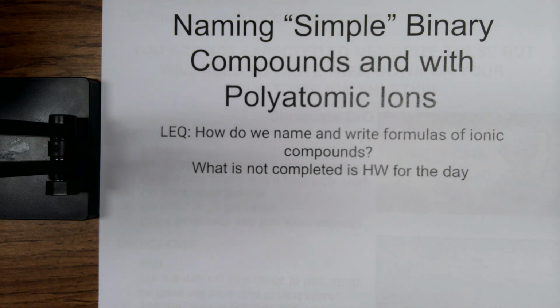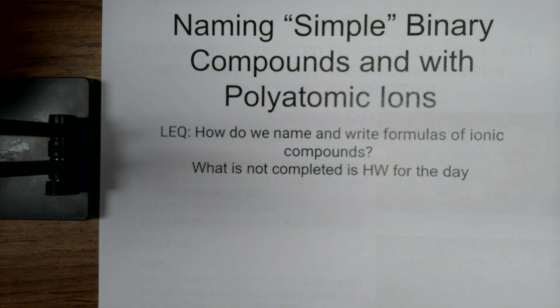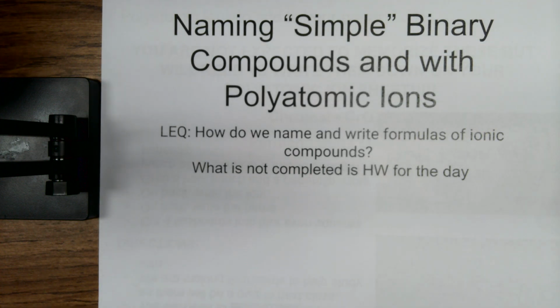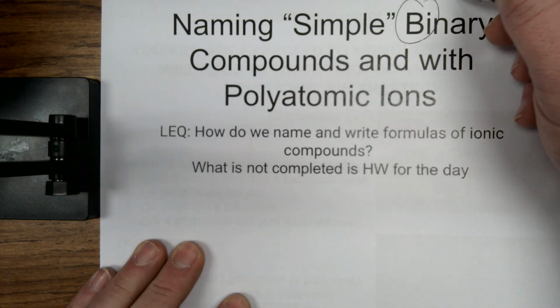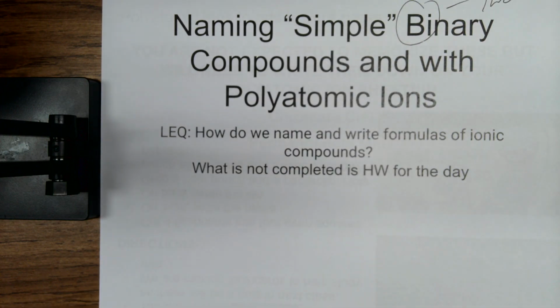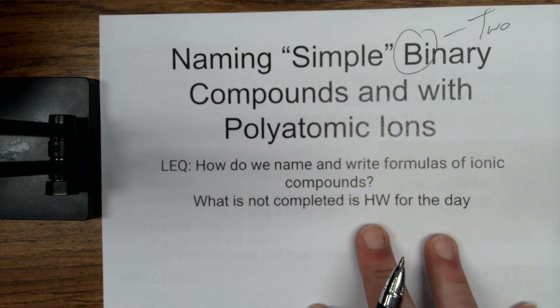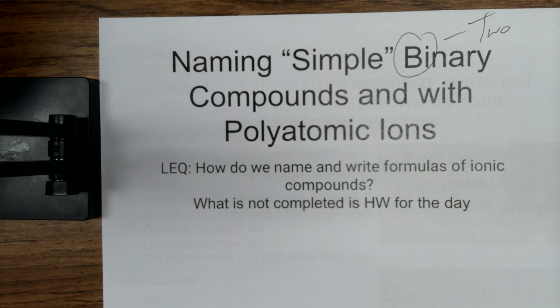Our goal today is that we are going to talk about our polyatomic ions and also start with being able to name and identify the formula of our basic, simple binary compounds. Ionic compounds. Binary just stands for two. That's all we're doing. Our LIQ for today is: how do we name and write formulas of ionic compounds?